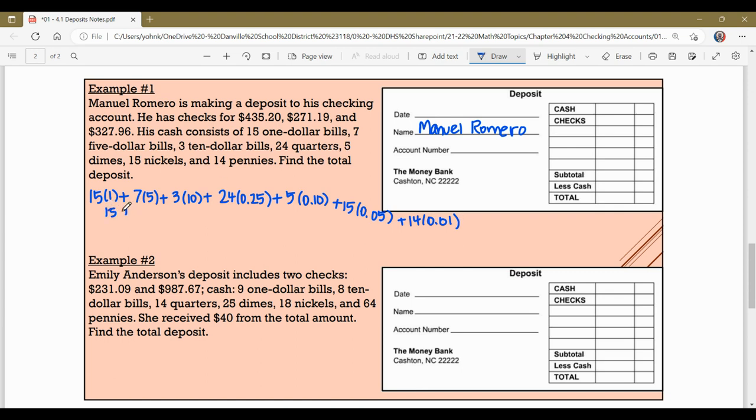This is 15, 35, 30. 24 quarters is $6. 5 dimes is 50 cents. 15 nickels is 75 cents. And 4 pennies is 4 cents. Grand total cash deposit of $87.39. So that is our cash.